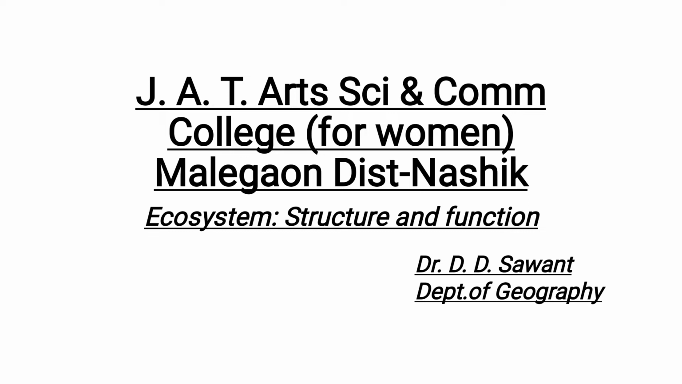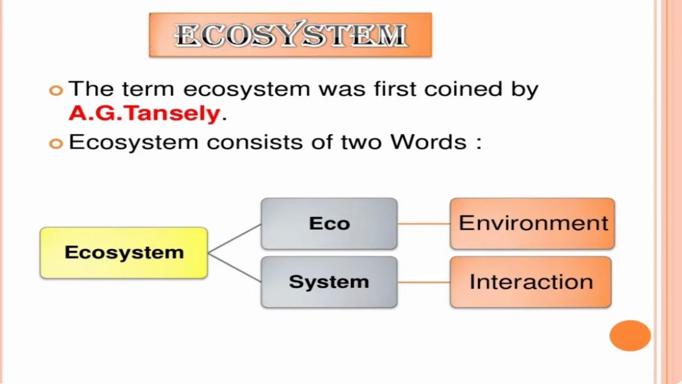Today's topic is ecosystem, structure and functioning. First, the meaning of ecosystem. The term ecosystem was first used by A.J. Tansley in 1935, who defined ecosystem as a particular category of physical systems consisting of organisms and inorganic components in a relatively stable equilibrium, open and of various sizes and kinds.